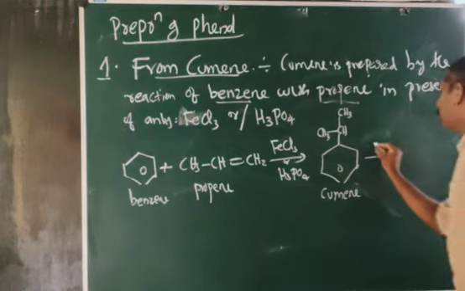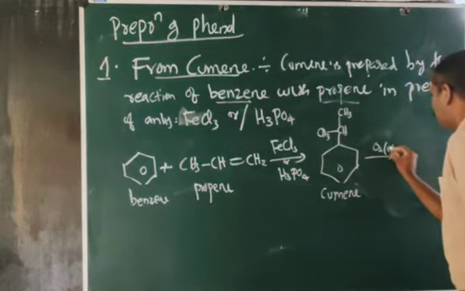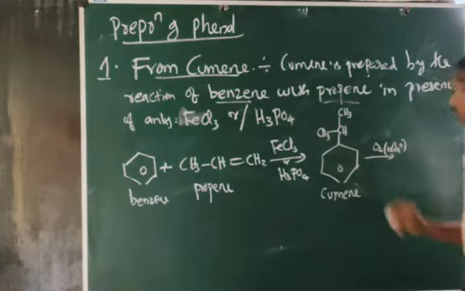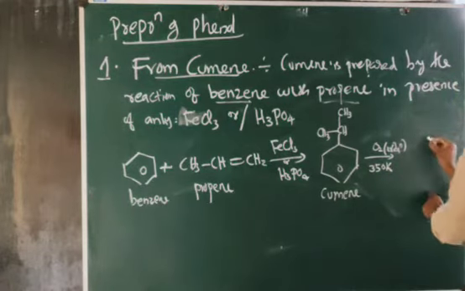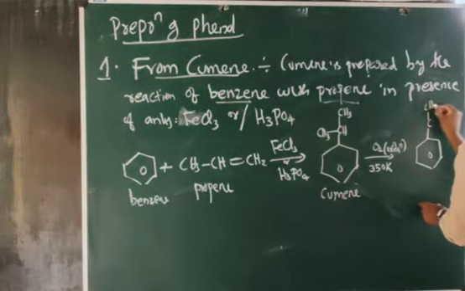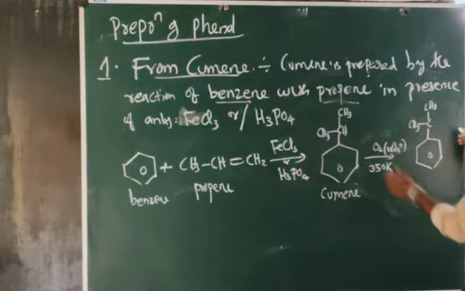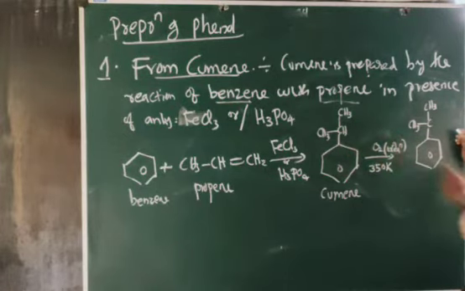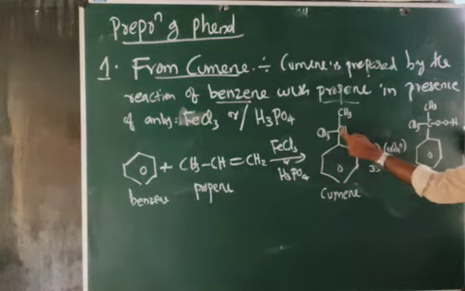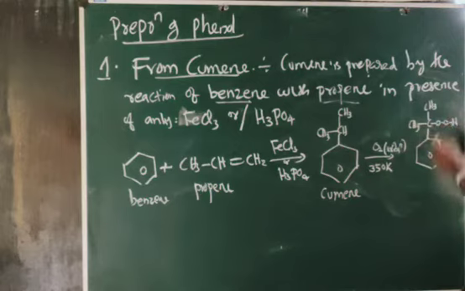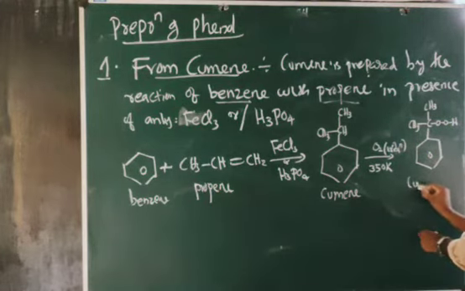Now, next step, cumene on oxidation. This is oxidation at 350 Kelvin. You get another compound. Here you can see that it is C, and here it is CH3, here also CH3. Now these two oxygen atoms will come in between C and H, so you can write it as O2. That means the two oxygen atoms coming in between carbon and hydrogen, you are getting COOH. This is known as cumene hydroperoxide.